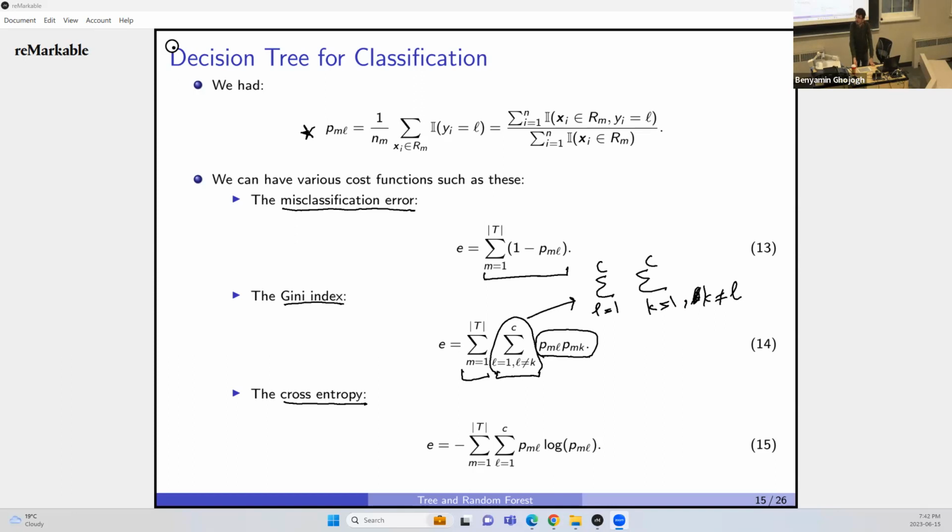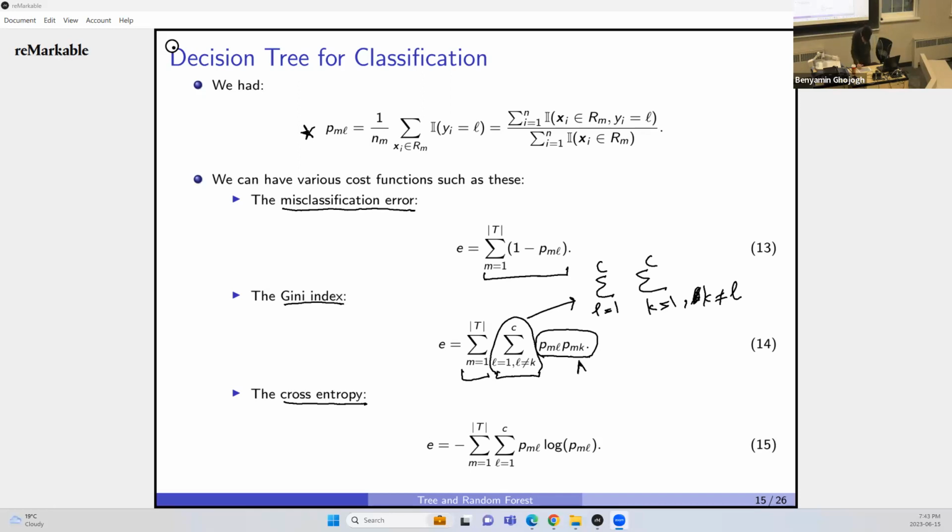What do I mean by this sum? I mean, I sum over the class labels twice. Okay. Class 1 and 2, class 1 and 3, class 1 and 4, class 2 and 3, class 2 and 4, class 3 and 4. That's it. I don't consider every class with itself. That basically means all of the pairs of the classes.